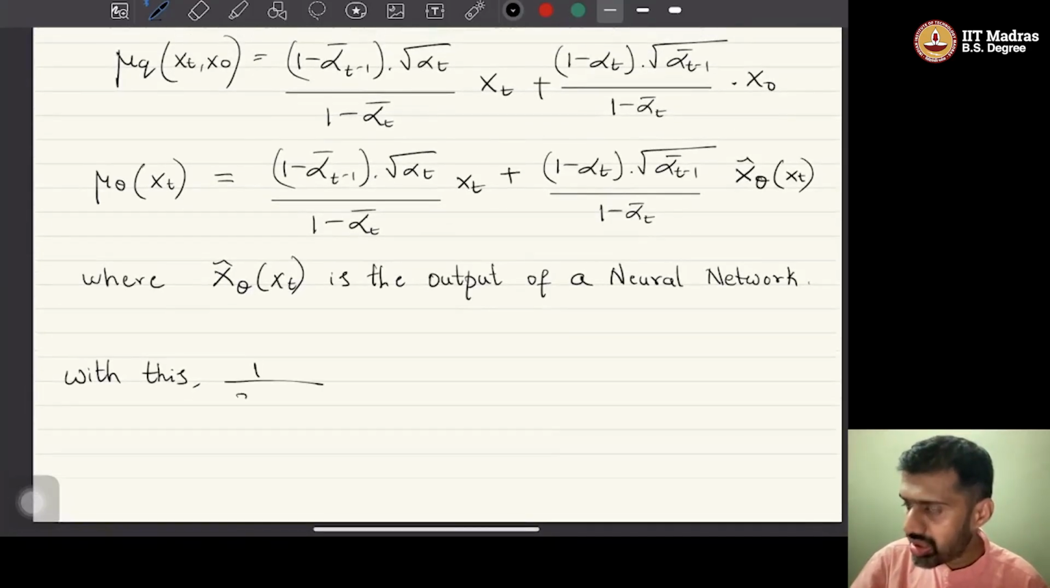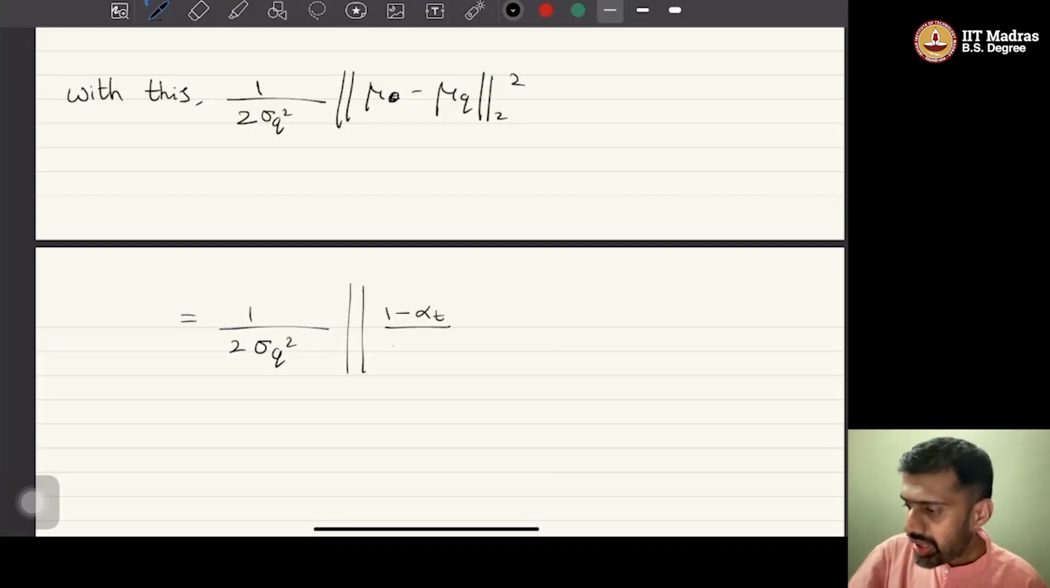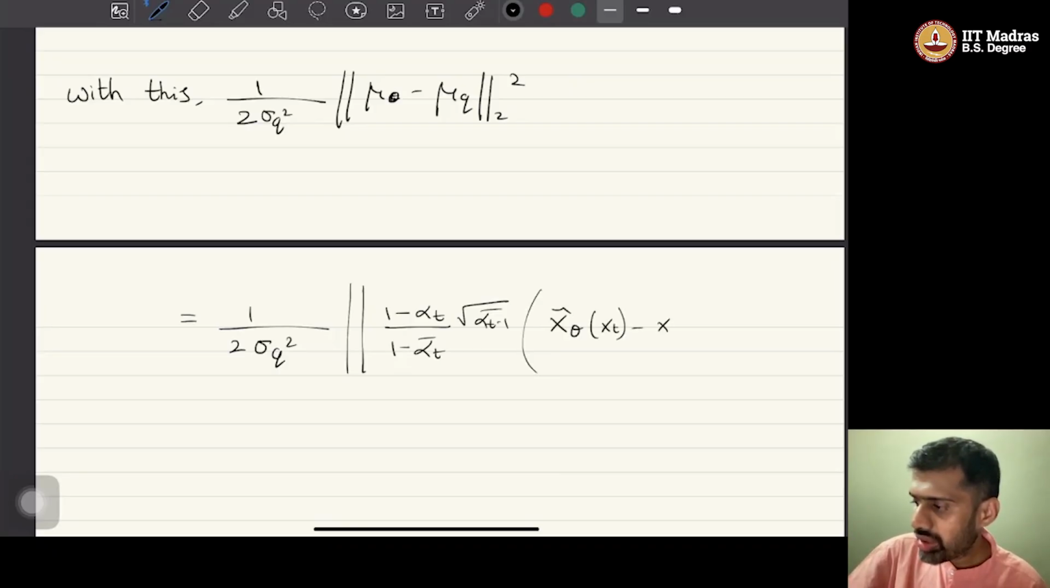So with this, our loss function, which is 1 by 2 sigma q squared times mu theta minus mu q squared, will have the following form. So this will be 1 by 2 sigma q squared times, I will simplify all the constants and just write them. So mu theta is written in terms of alphas and xt and x theta. So this is (1 minus alpha t bar), let me see if I am correct, (1 minus alpha t) times root of alpha t minus 1 bar, this into x theta of xt, which is the prediction of the neural network, minus x naught.